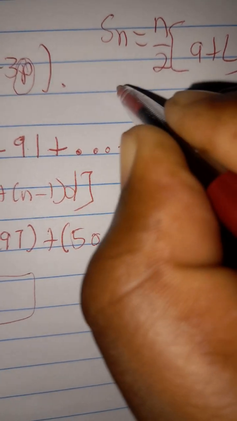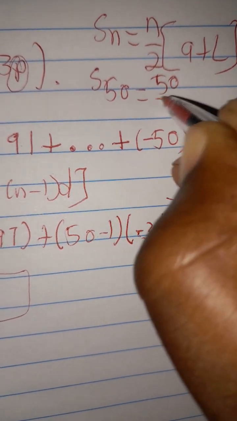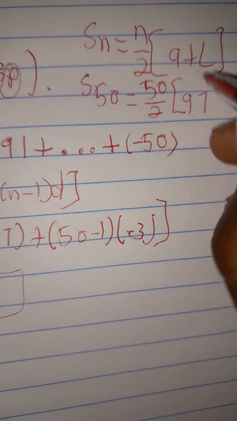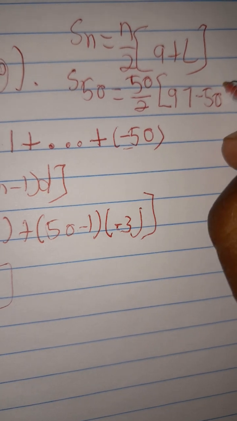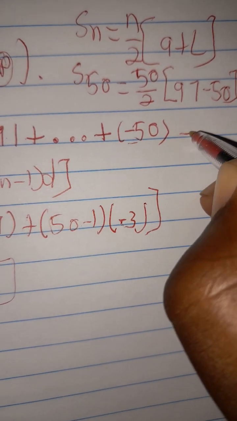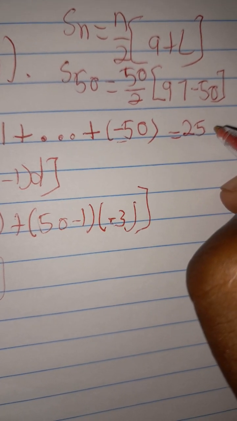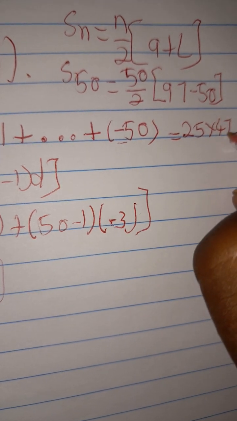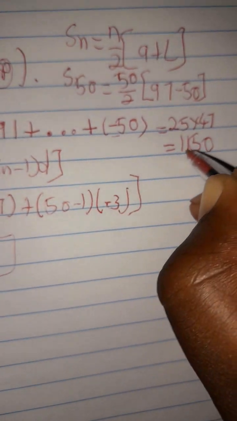I wanted to emphasize this. The sum of 50 terms is 50 divided by 2, times the first term, 97, plus the last term, minus 50. Positive and negative gives minus 50... so 97 minus 50 is 47. What is 50 divided by 2? That's 25. Then 25 multiplied by 47 will give you 1150, which is similar to this.